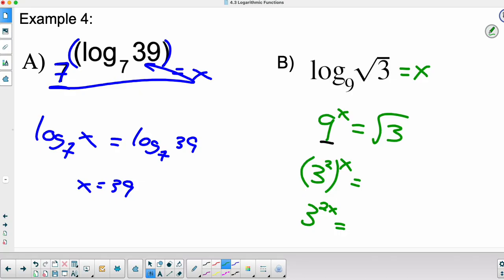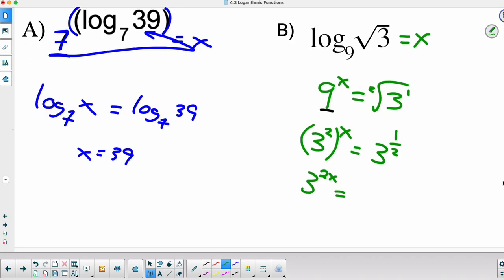Now the other part we have to know goes back to yesterday. Yesterday we got it, Mr. Roy, but now do we really get it? What's another way to write the square root of 3? That's really 3 to what power? There's an invisible 2 right here, so this is really 3 to the first power over 2. This is really 3 to the 1/2. If I see a square root, that really means 3 to the 1/2 power.